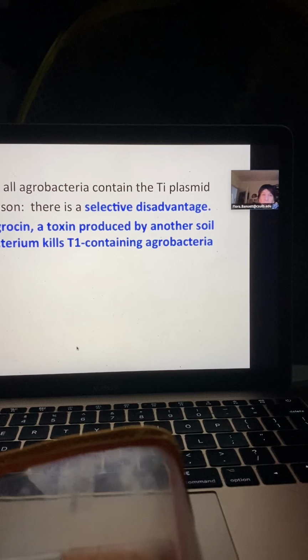So, as I mentioned, not all agrobacteria in a population contain the Ti plasmid, and the reason is that there is a selective disadvantage, because there is another species in the soil that produces a toxin called agrocin. Agrocin is the name of the toxin and it kills agrobacteria that contain the Ti plasmid.